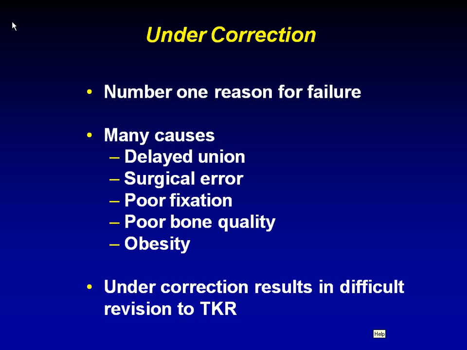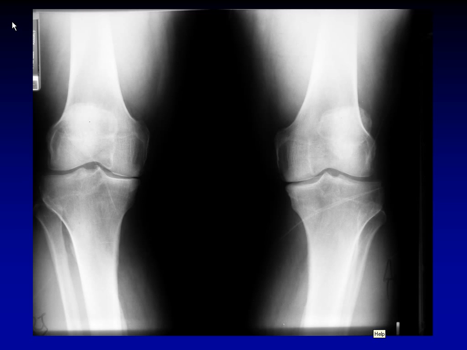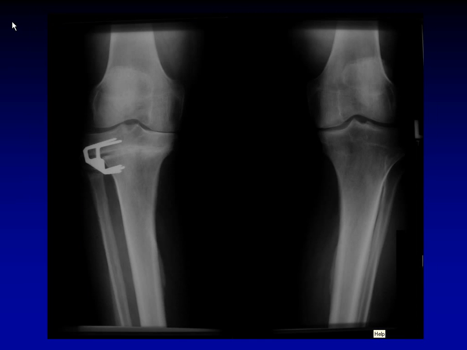Undercorrection, of course, results in a difficult revision to total knee replacement, and it's the number one cause for early failure of high tibial osteotomy. So here's a man with bilateral significant varus deformity. Here's the same patient 1 year later after a closing wedge high tibial osteotomy, and you can see his two knees look identical, only the sclerotic line shows that he's had an osteotomy, and the undercorrection in this case has led to early failure of the operation.